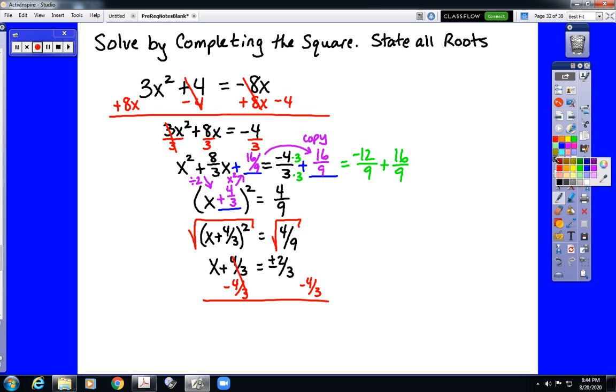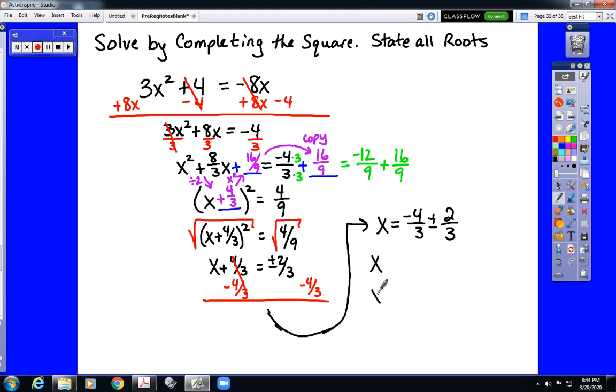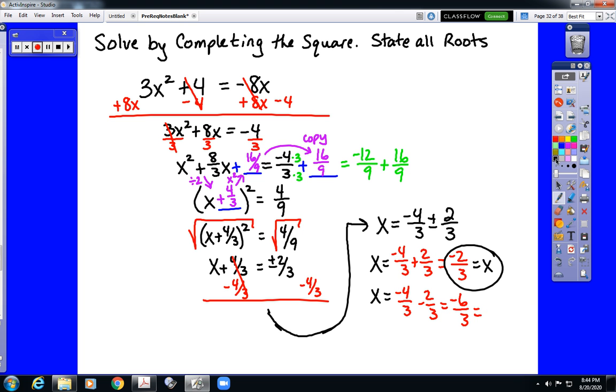Final step then is to subtract 4/3 from each side of the equation, which gives us x equals, I'm going to move up here again where there's a little bit more room to finish the problem. x equals negative 4/3 plus or minus 2/3. Again, there's absolutely no reason why those cannot be combined. So we have negative 4/3 plus 2/3 and negative 4/3 minus 2/3. That would be negative 2/3, which is our final answer there, and negative 6/3, which would be negative 2. So our answers are x equals negative 2/3 and x equals negative 2.